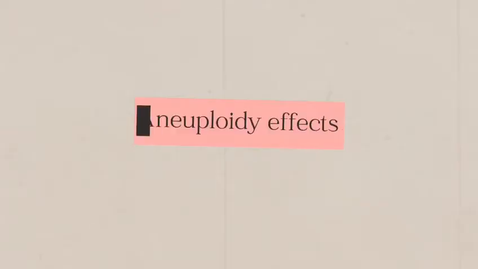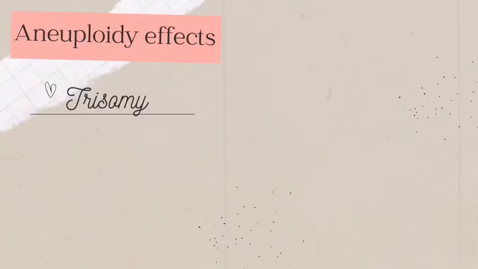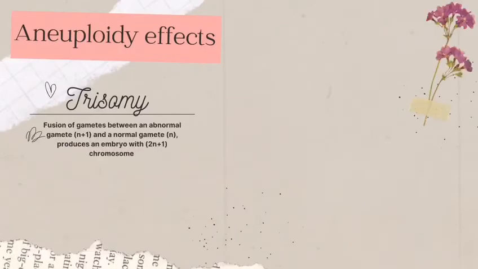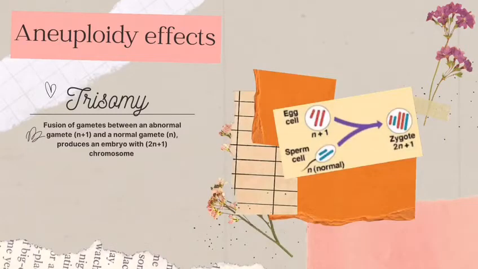Aneuploidy causes two things. The first one, we have trisomy. What is trisomy? Trisomy is a fusion of gametes between an abnormal gamete N+1 and a normal gamete N. It will produce an embryo with 2N+1 chromosomes. Usually we have 2 chromosomes, but in this case we have 3 chromosomes. This diagram shows egg cell N+1 and normal sperm cell N. They will get together to form zygote 2N+1.